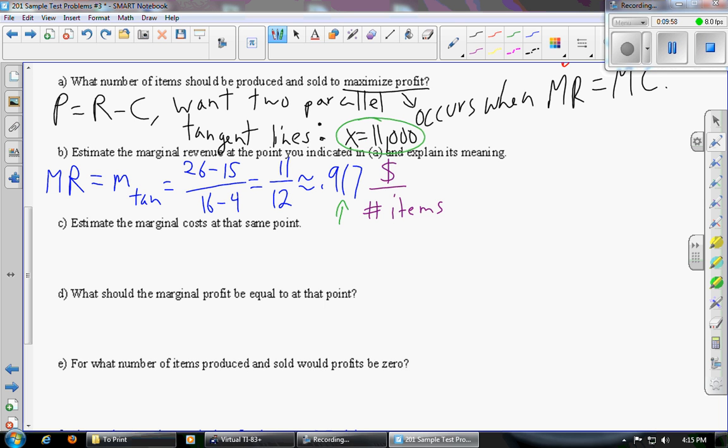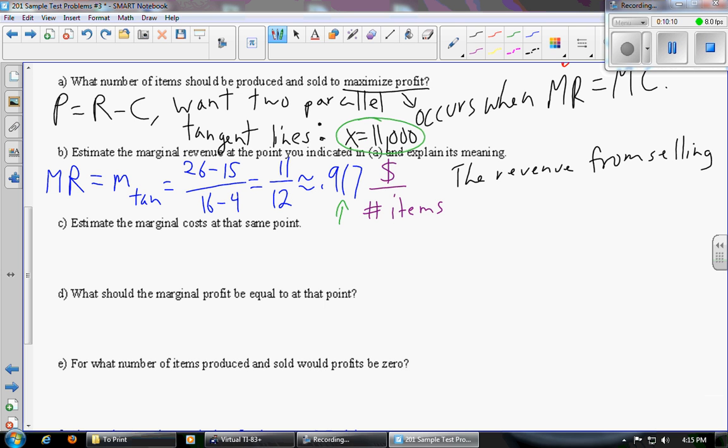So you can say it just like that. You could also say that the revenue from selling one more item, the 11,000 first item, is roughly 92 cents, $0.917.